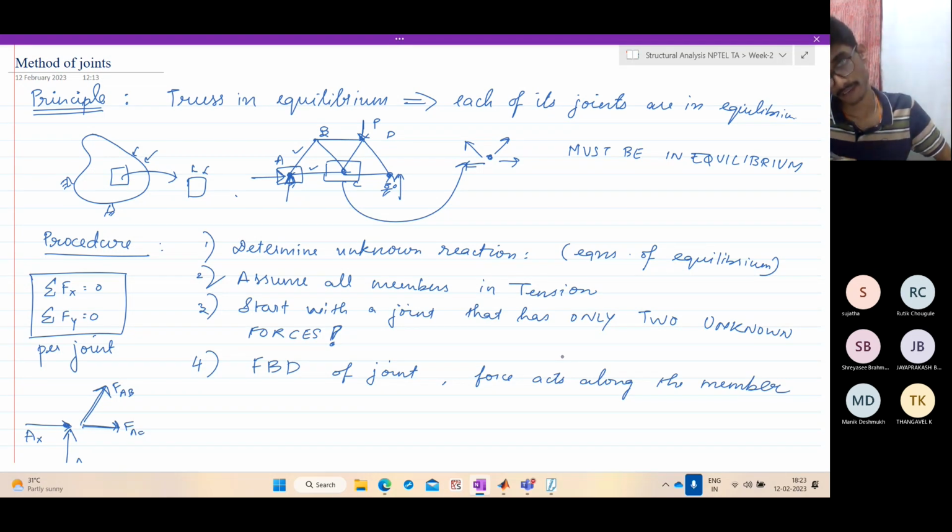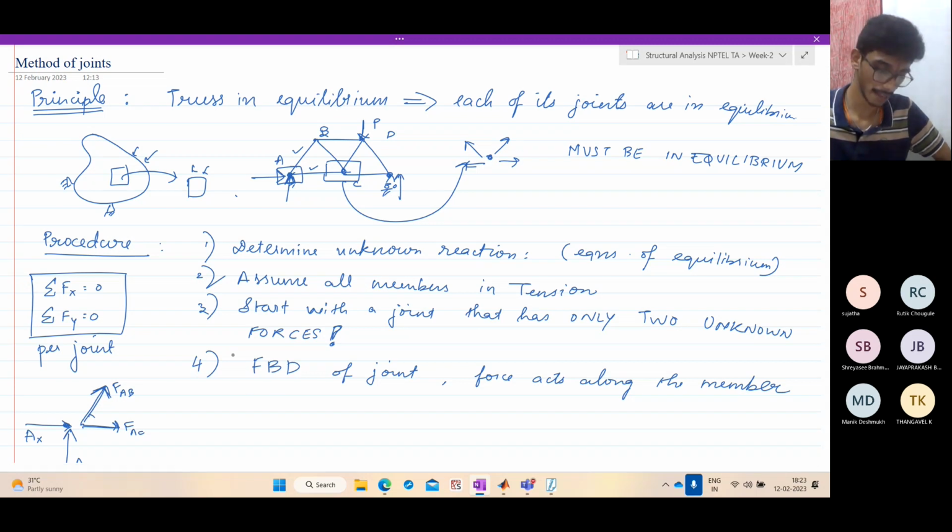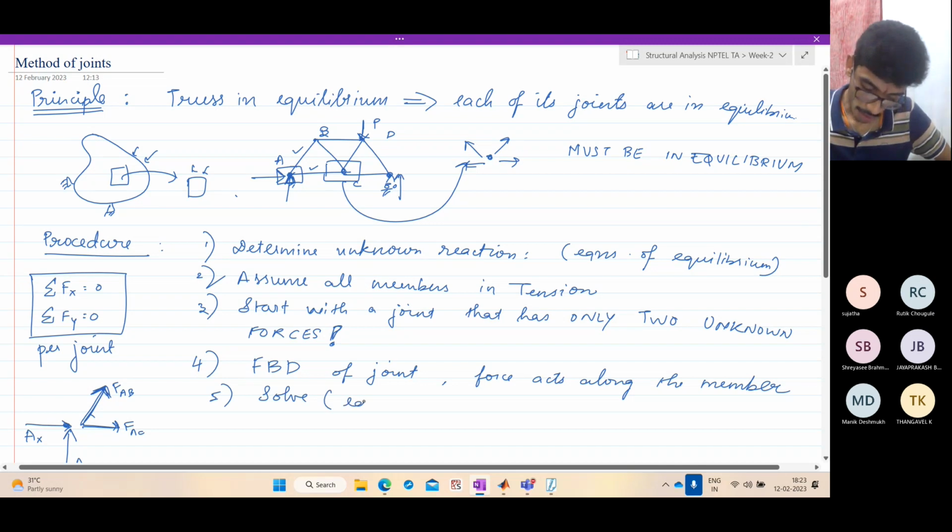Assume it this way. Once the force is assumed to act along the member, you know the angles, you know the line of action of the force. So what is the only unknown? The magnitude. So just solve for it. Draw the free body diagram. Represent the forces this way. Solve the equilibrium equations.